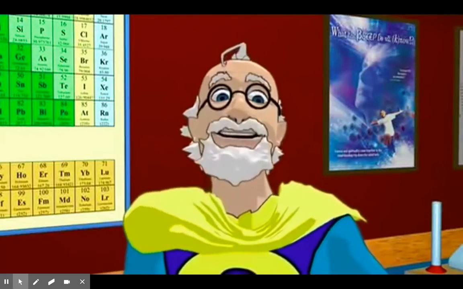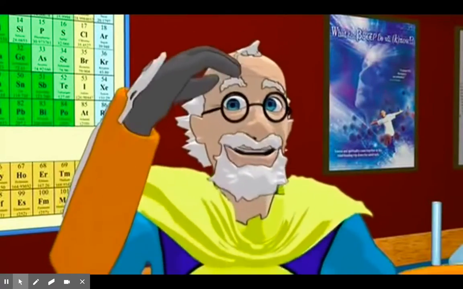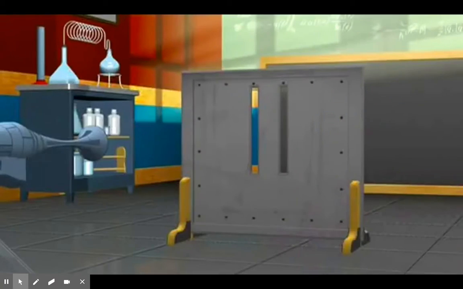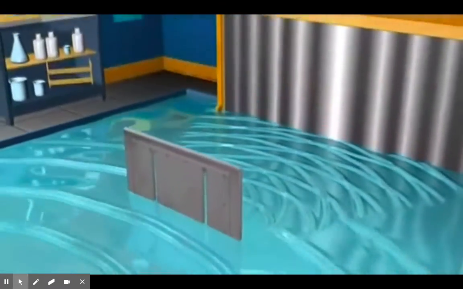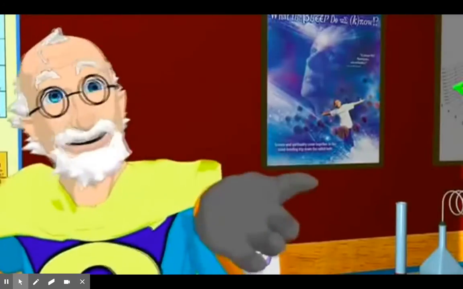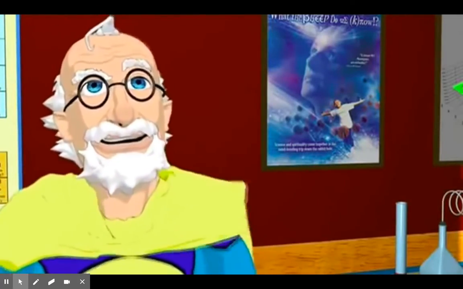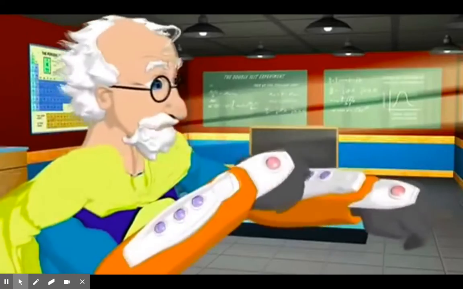So when we throw things, that is matter, through two slits, we get this, two bands of hits. And with waves, we get an interference pattern of many bands. Good so far. Now, let's go quantum.